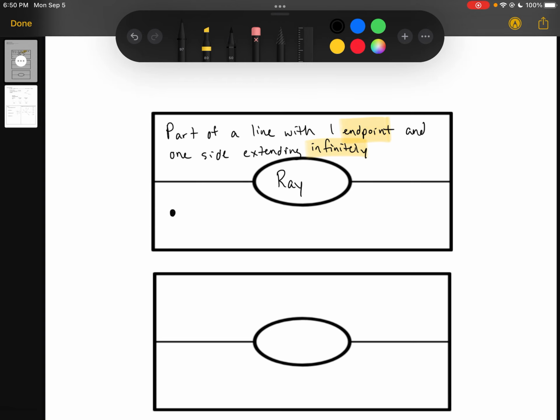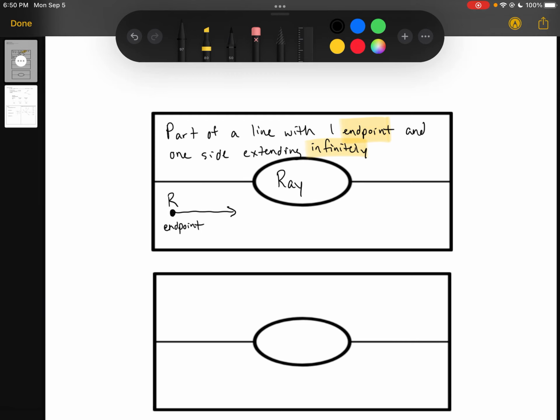So endpoint means that it's just a point, it stops. But infinitely means it keeps going on forever and it never stops. So a ray is just that. One half of it on one side stops and the other half never does. So what we're going to see for the endpoint here, I'll label it. So there's our endpoint, that's going to be the point where we don't go any further in whichever direction it stops in. So here we're not going to go any further to the left.